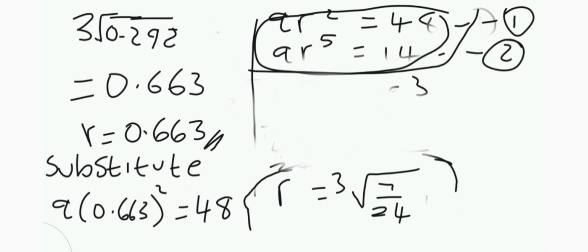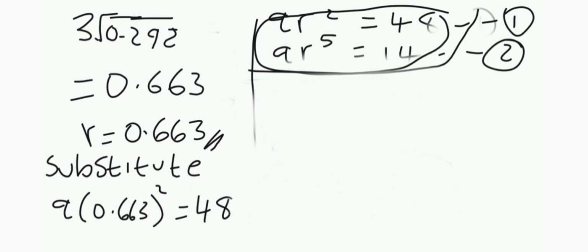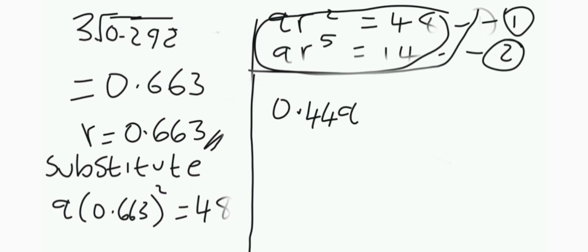So what is 0.663 squared? What will it give us? You can also test it using equation 2. So if your a is not giving you the same answer as mine, that means you are either wrong or you did not solve it very well. So you should check it very well. So it equals 48. So divide both sides by 0.44.